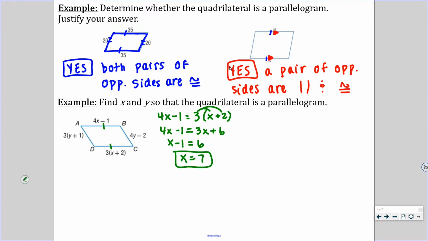Okay. If x is 7, and you can check your answer, go back and plug it in. Those sides are going to be congruent. Those sides are going to be the same length. I have no way of showing that they can be parallel. I can't really find the slopes here. It's not on a coordinate plane. So the only other thing I can do is show that the other sides are congruent as well. That both pairs of opposite sides are congruent.